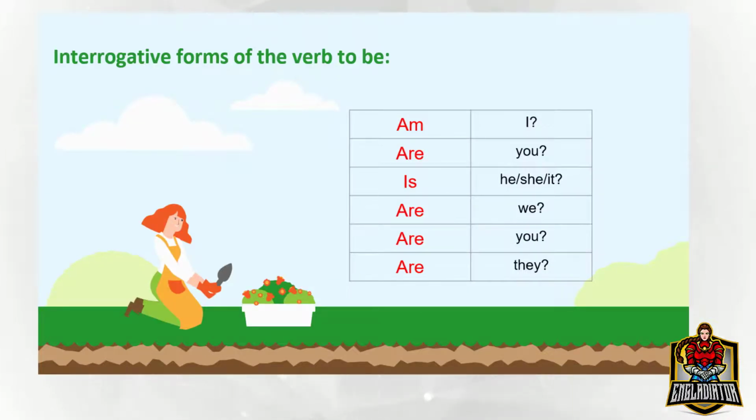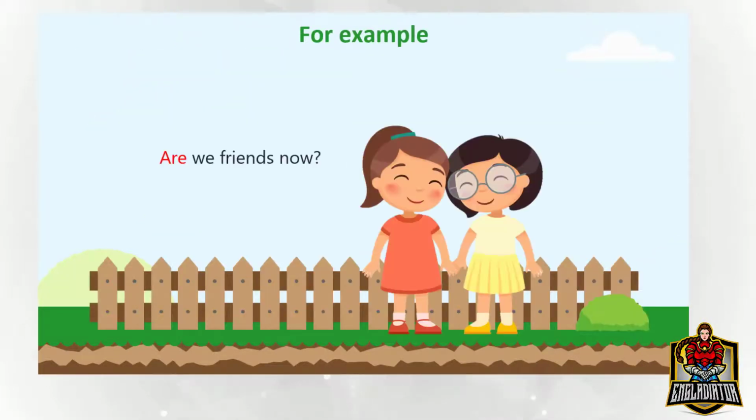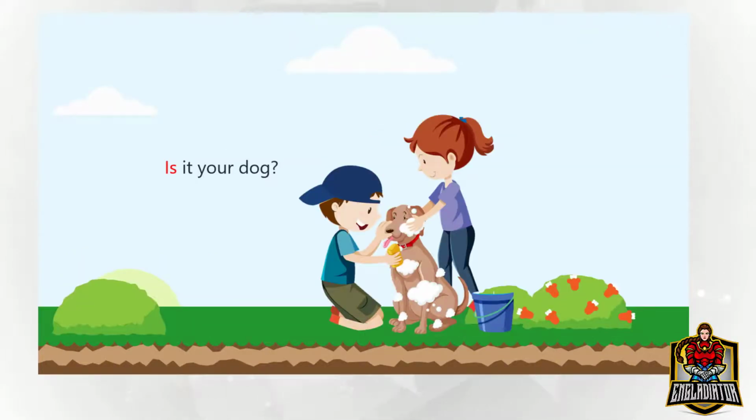The interrogative form or the question form of verb to be. In the interrogative form, we start the question with the verb to be followed by the subject pronoun, like am I, are you, is he, or is she, or is it, are we, are you, are they? Let's have some examples. Are we friends now? Is it your dog?